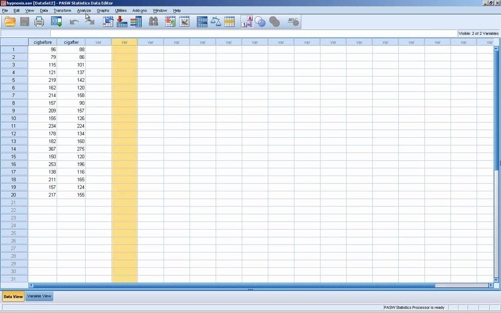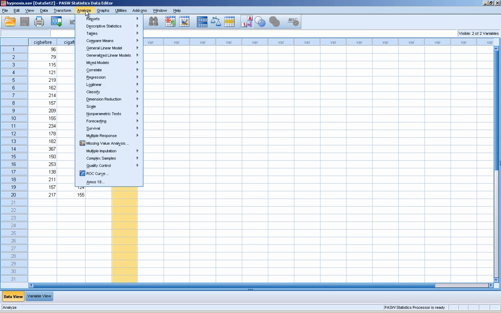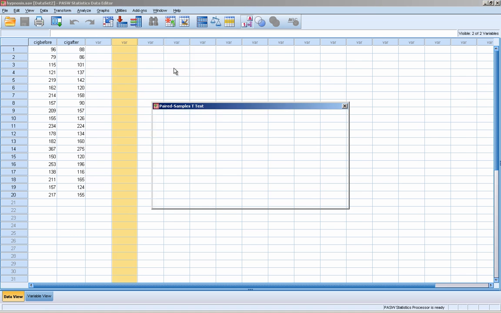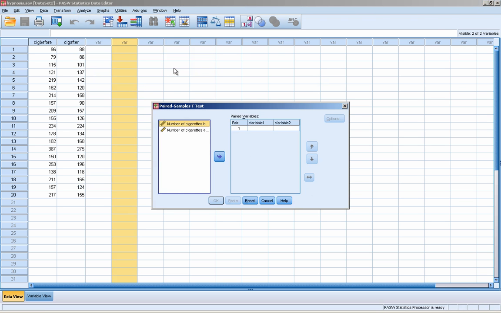So to do this we go up to Analyze and then Compare Means, and we select the Paired Samples t-test. For our paired samples t-test, we need to know which two variables form our pair. So it's going to be cigarettes before and then cigarettes after. So we put those in as the first variable and second variable of our pair, and then we click OK.